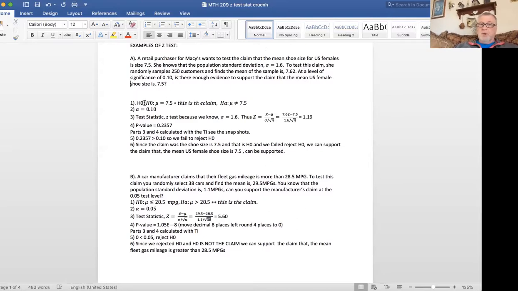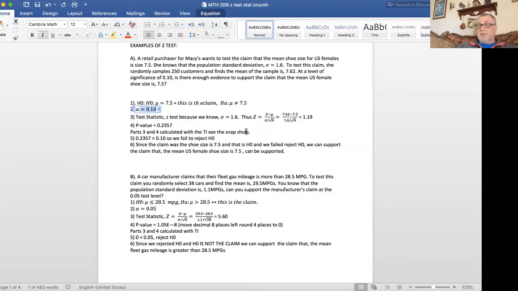Okay. And so what we found when we did this with the calculator, here's our null hypothesis, H0: mu equals 7.5. This is the claim. HA: mu does not equal 7.5. Our level of significance was 0.1. Our test statistic was generated by using the test statistic formula, but this also was generated with the calculator. We got 1.19. Our probability value was 0.2357. Okay, and again, parts 3 and 4 were taken with the calculator.